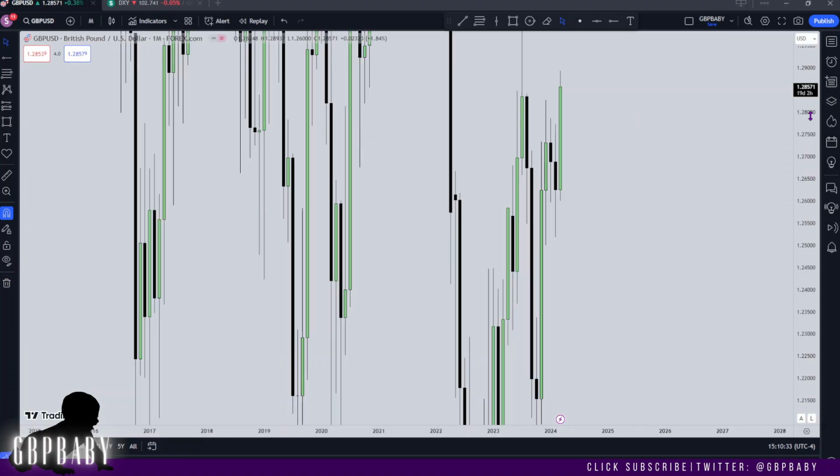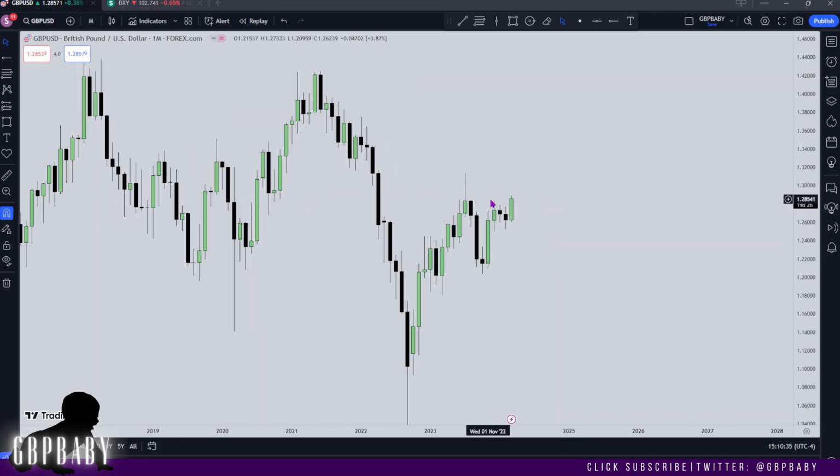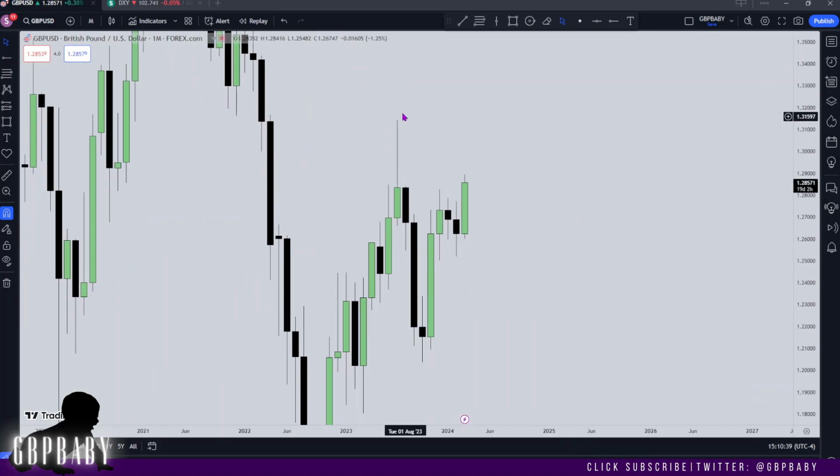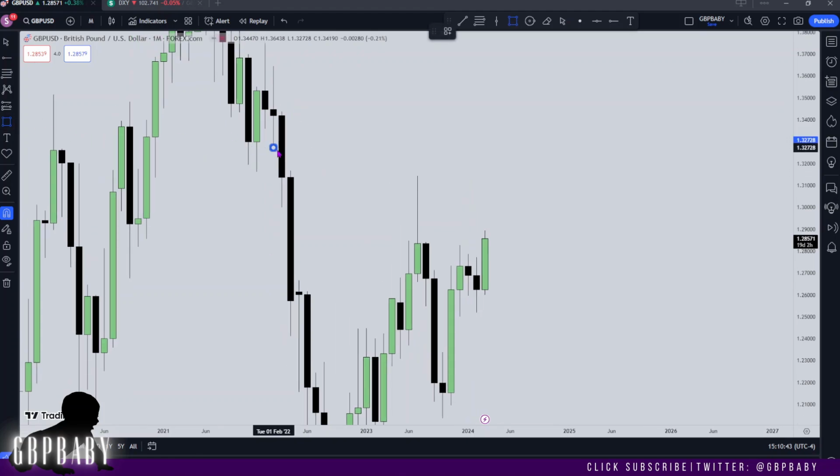Now here's GBPUSD on the monthly, and you can see that we're starting to trade up into this longer wick here, and I'm looking at this fair value gap mainly. So on the monthly, in terms of targets, I do like the look of this fair value gap up here.